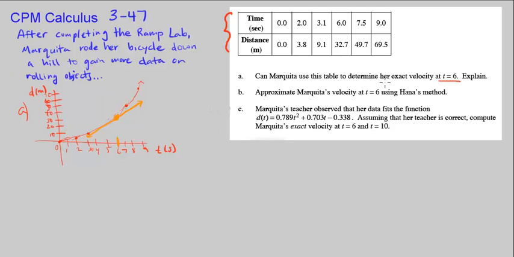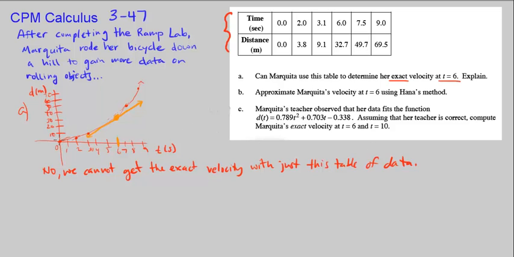We can approximate it, but can we get the exact? No. We cannot get the exact velocity with just this table of data. We know the function is kind of like a parabola, so it's going to have some parabolic equation, but we don't know exactly what it is. In part C, they're going to give us an equation, so maybe we can use that. But without the equation, we just have approximations, educated guesses. So that's part A. No, we cannot get the exact value with just the table of data.